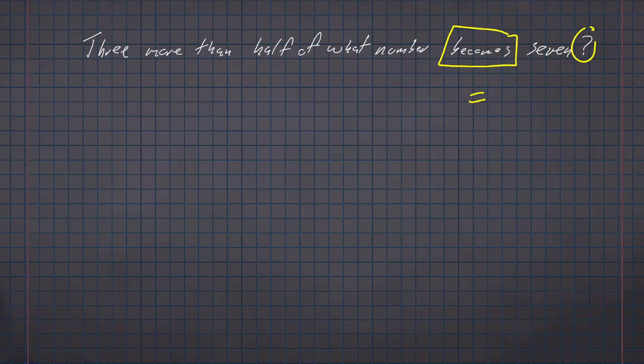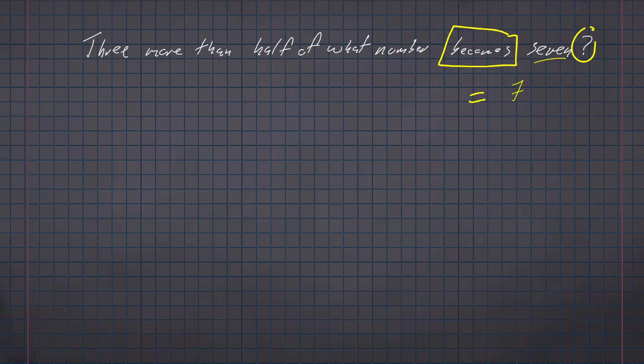Anything that shows up before the verb in the sentence will be on the left-hand side of the equal sign. Anything that shows up after the verb in the sentence will be on the right-hand side of the equation. In this case, the right-hand side is fairly straightforward. We've just got 7 there.